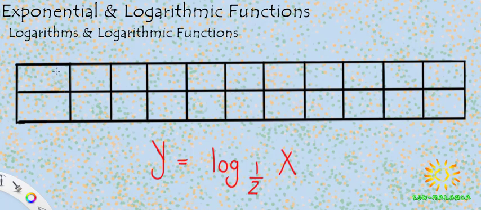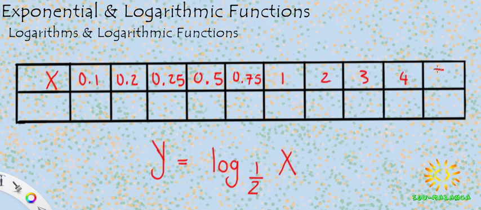So our domain values are going to be x: 0.1, 0.2, 0.25, 0.5, 0.75, 1, 2, 3, 4, and 5.